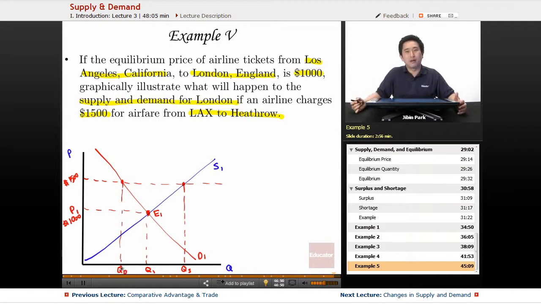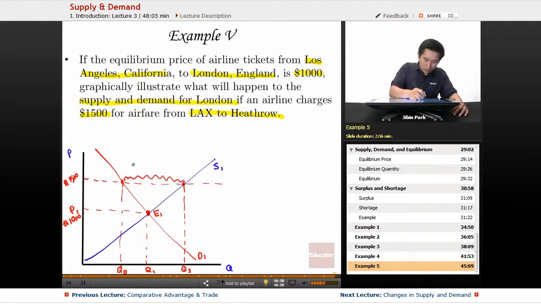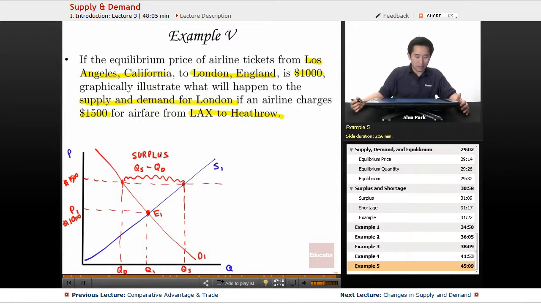So this is the dilemma of airlines. They generally know where the equilibrium price is, but if they charge too high of a price, then you're going to have a situation where the QS is greater than the QD, and that situation is going to be a surplus. So what's going to happen? You're going to have this chronic surplus with that higher price.